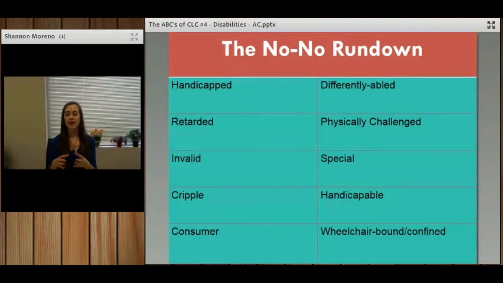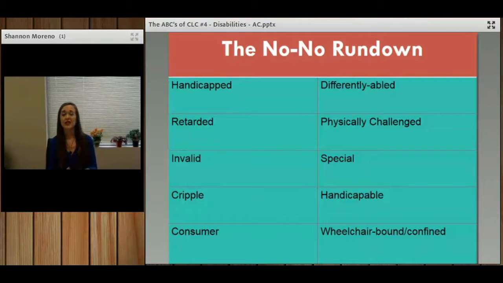So first of all, if you're talking about not people but objects, things like parking spaces or bathroom stalls, the appropriate way to refer to those items or spaces is accessible. These are accessible parking spaces. These are accessible ramps, accessible bathroom stalls. You still, unfortunately, do see the word handicapped in use when it's talking about these items.